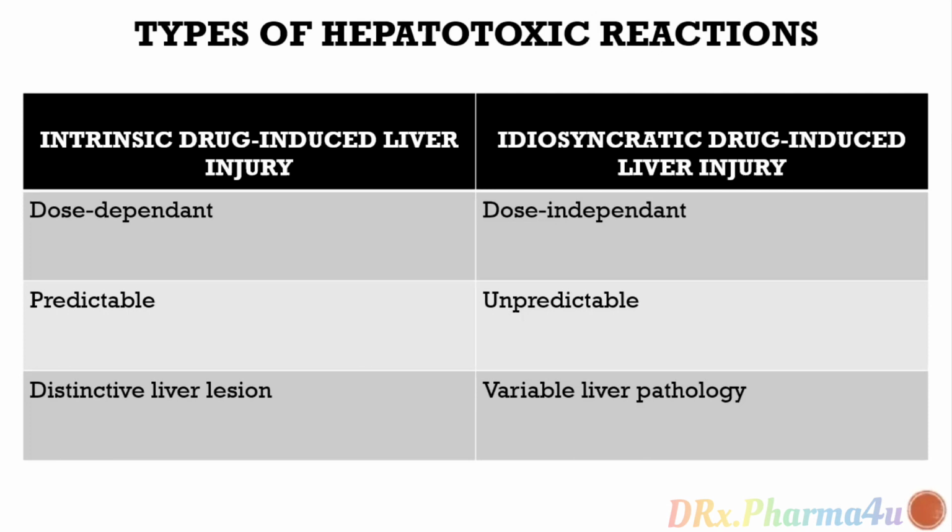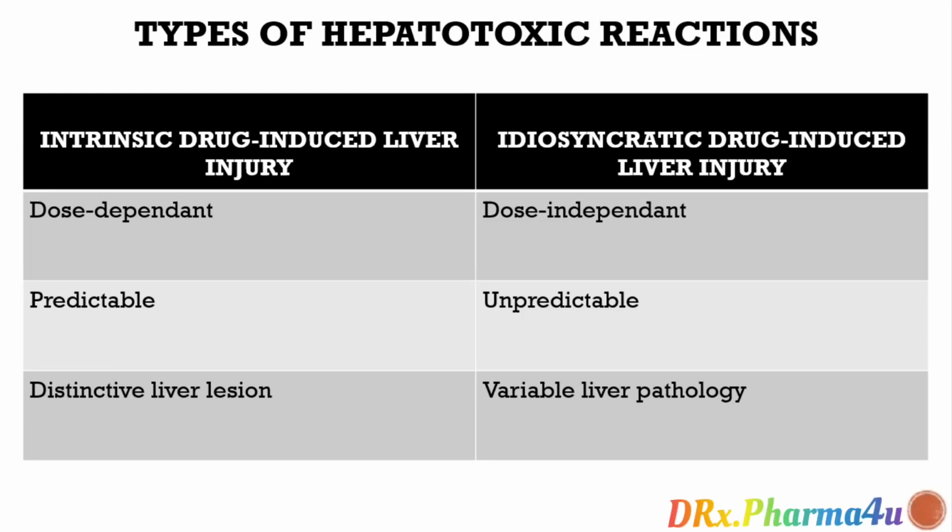hepatotoxicity occurs in intrinsic, but dose independent happens in idiosyncratic. That is why the name idiosyncratic. Idiosyncratic means we don't have a correct explanation as to why a particular medicine is causing this problem. And that is why idiosyncratic is unpredictable in nature because it is dose independent. So even in normal dose, it can happen. Even in higher dose also, it can happen. We can't exactly predict the nature of occurrence. But intrinsic is usually predictable in nature because it is dose dependent.